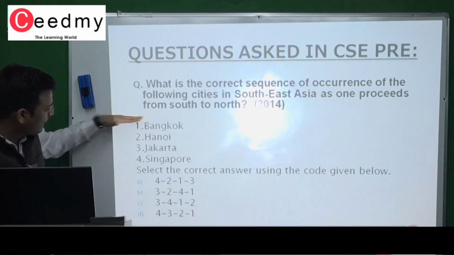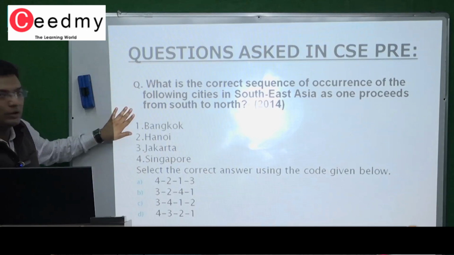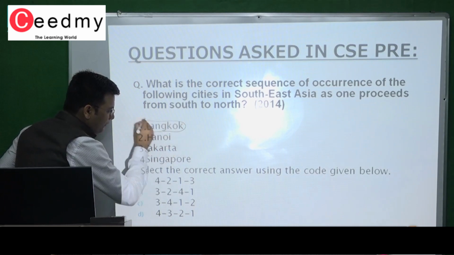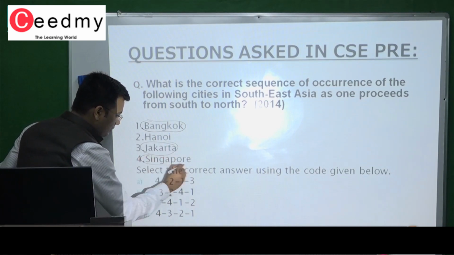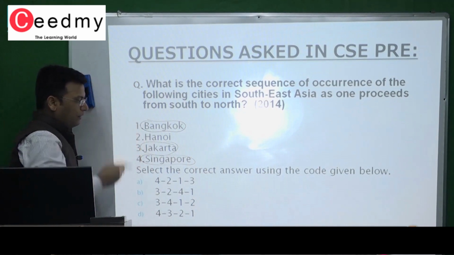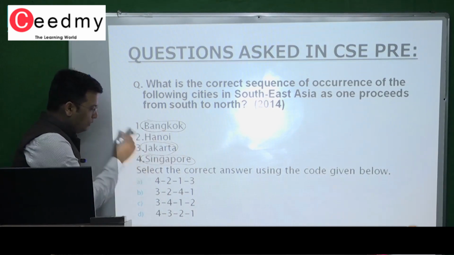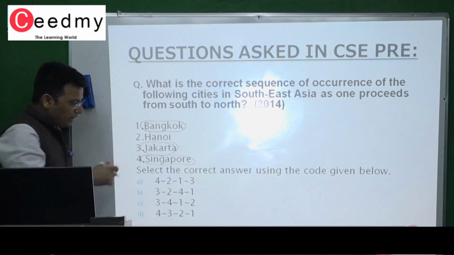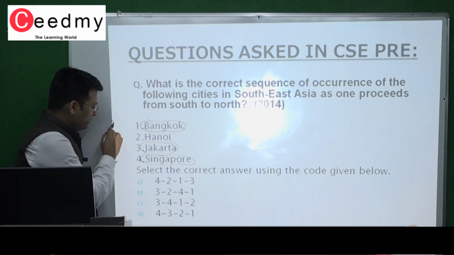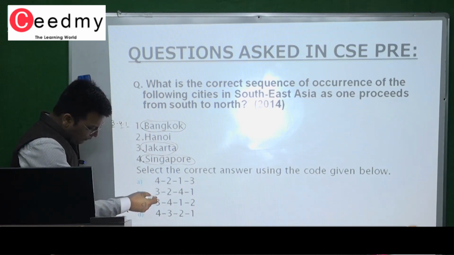Because if you go through the latitude, Hanoi is on a higher latitude than Bangkok. You are from India, so you can easily know the location of Bangkok, Jakarta and Singapore. You can easily find out that Bangkok is in the north of Jakarta and Singapore. If you know the Strait of Malacca, you can easily find out that Singapore is in the north of Jakarta. So you know that it will be somewhere here, 341.